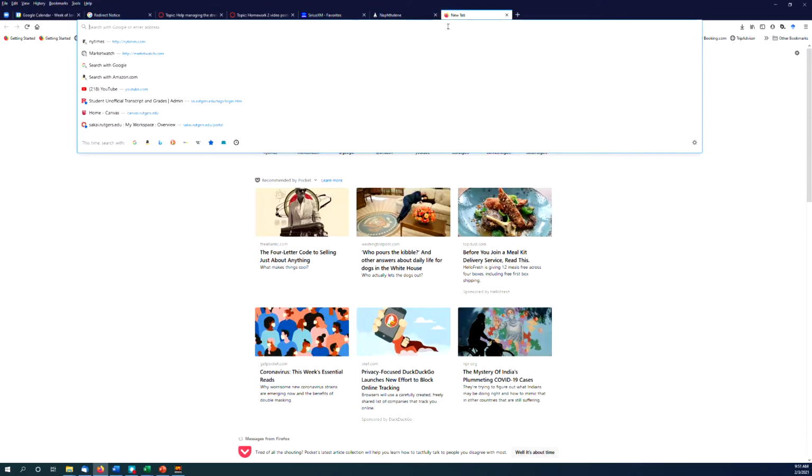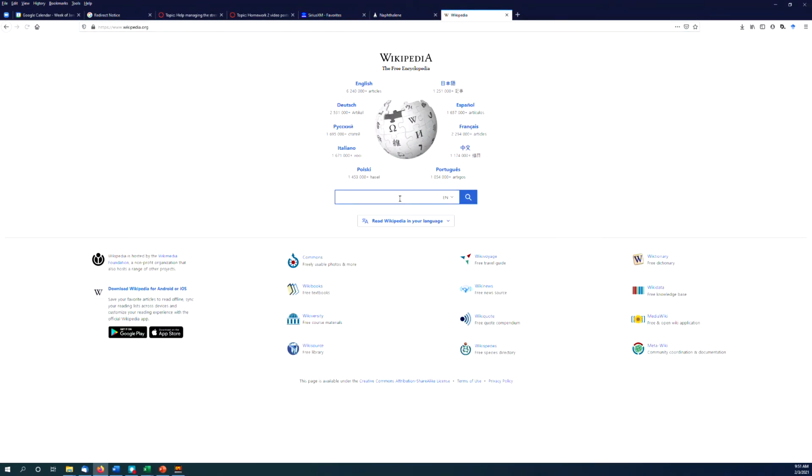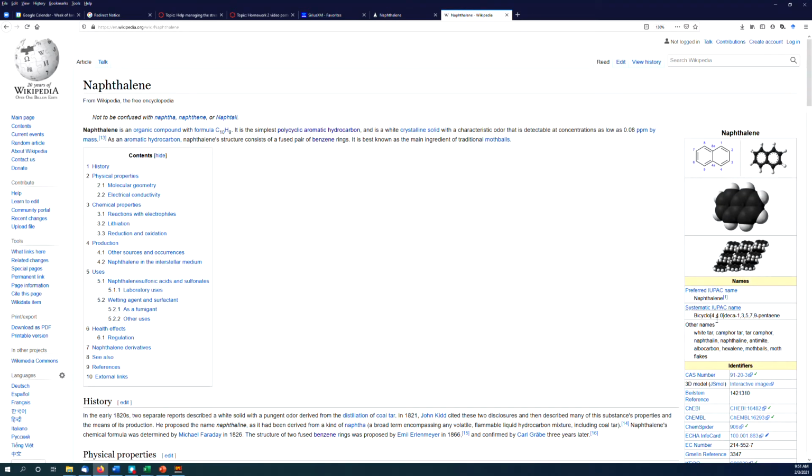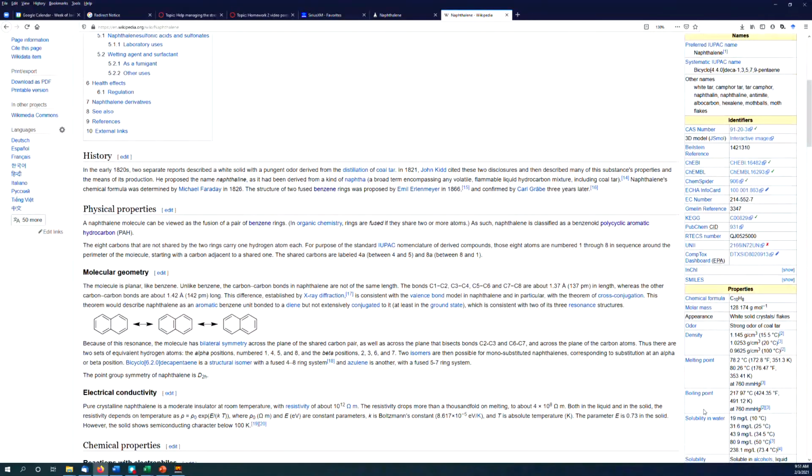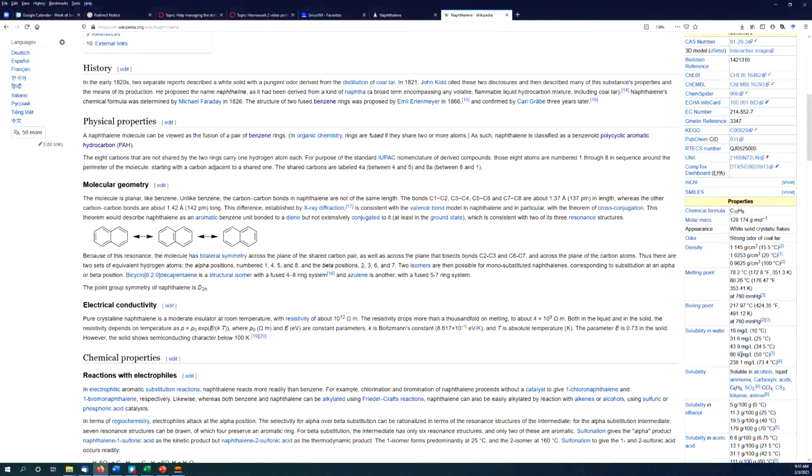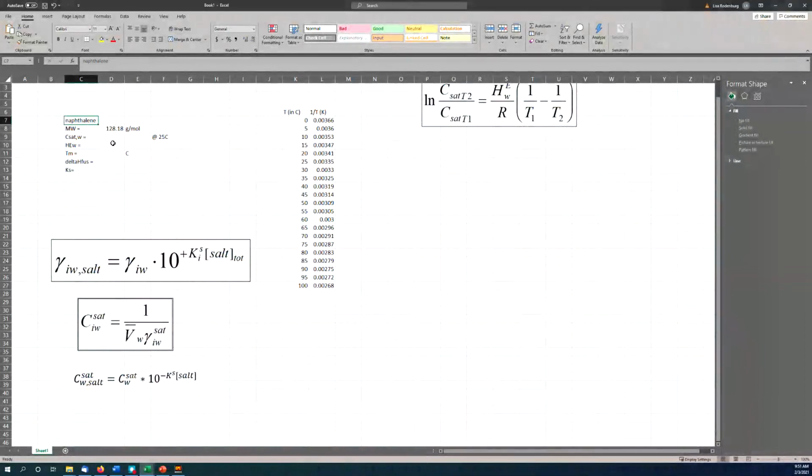You could, of course, also go to our friend Wikipedia and look up naphthalene, if you can spell it. And it has some useful information here, and it does have some information on solubility in water. Here it is at 25 degrees C, 31.6 milligrams per liter. So we could use that as our value. Go back here. So this is the solubility, C sat, and we've looked it up again in milligrams per liter.